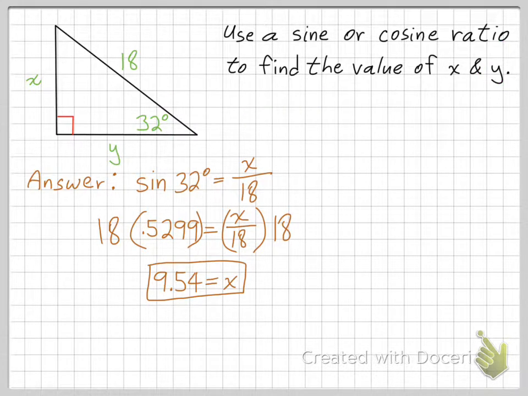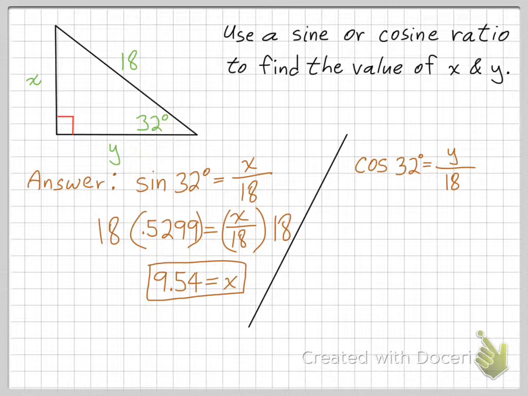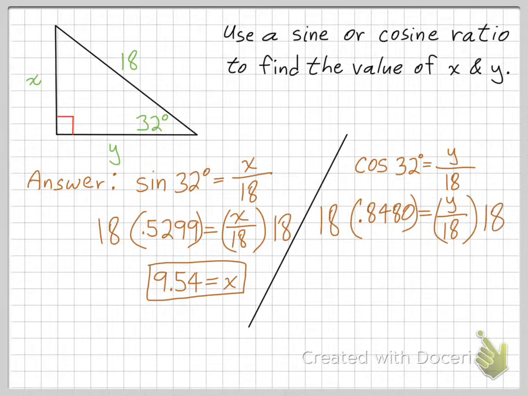The cosine of 32 degrees is equal to y over 18, adjacent over hypotenuse. The cosine of 32 degrees is equal to 0.8480, so that equals y over 18. Solving for y, I multiply both sides by 18, and I get that y is equal to 15.26. Both values are rounded to the nearest hundredths place. So that's how you use your sine and cosine ratio.